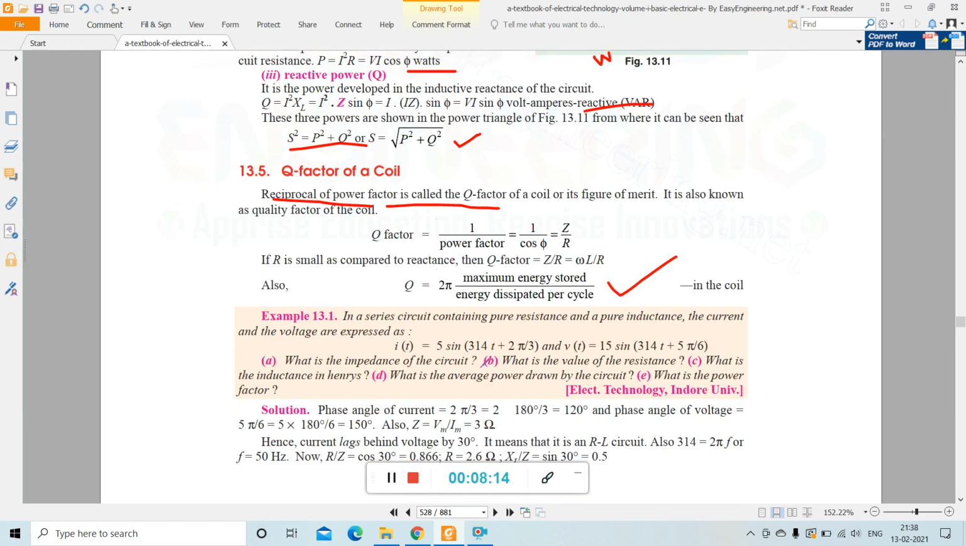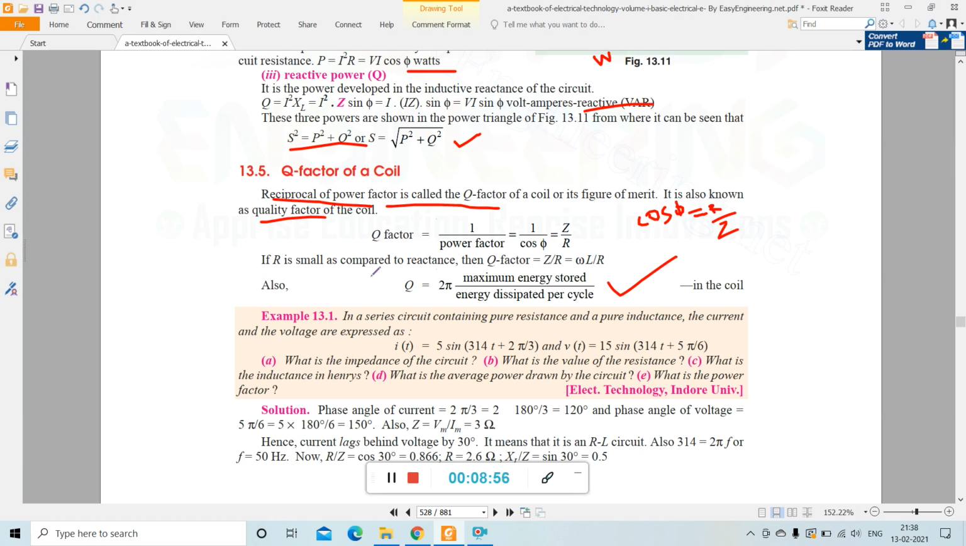The next one is the quality factor or Q factor of a coil. The reciprocal of power factor is called the Q factor of a coil. It is also known as quality factor of a coil. So Q factor is equal to 1 by power factor, that is equal to 1 by cos phi. Cos phi is the power factor, which is equal to R by Z. So its reciprocal is Z by R. This is the quality factor.